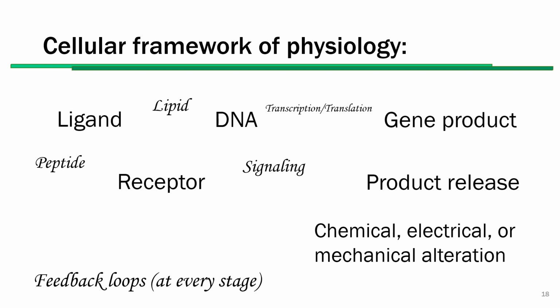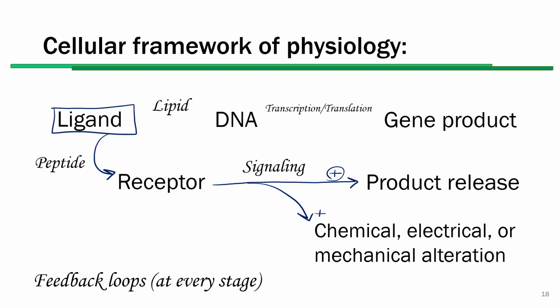When we look at communication, there's this whole framework of physiology that we're going to look at. We start with a ligand, and a ligand is going to be our first messenger, and it's going to come up to a cell, and it's going to do one of two things. If it's a peptide ligand, it's going to bind to a receptor, and that receptor is going to cause a signal that will either stimulate some sort of product release, or it may cause a chemical, electrical, or mechanical alteration, or it may signal DNA to go through that process of transcription and translation to form a gene product. So the ligand will stimulate the receptor to do those things.